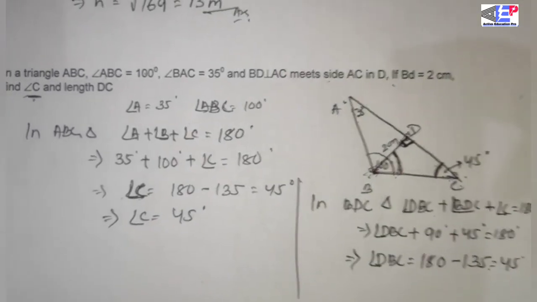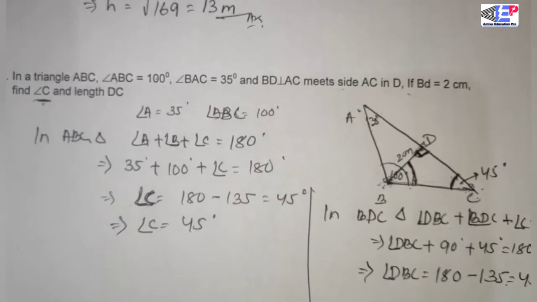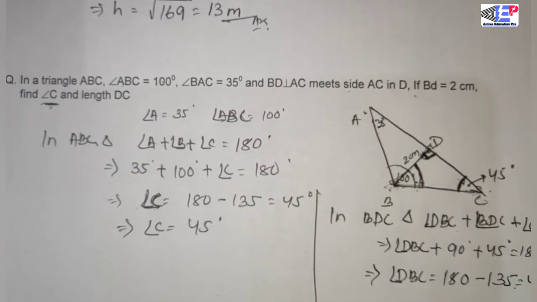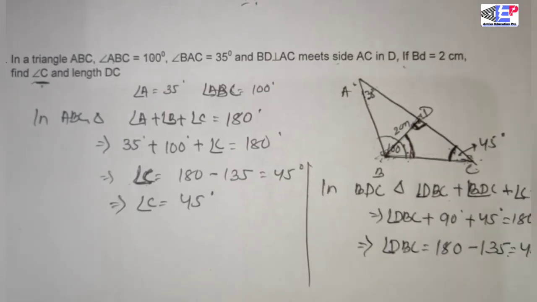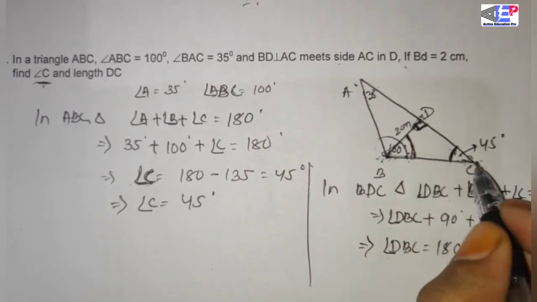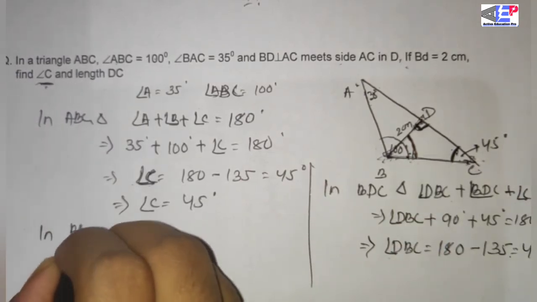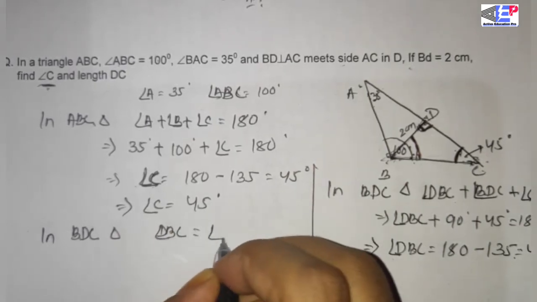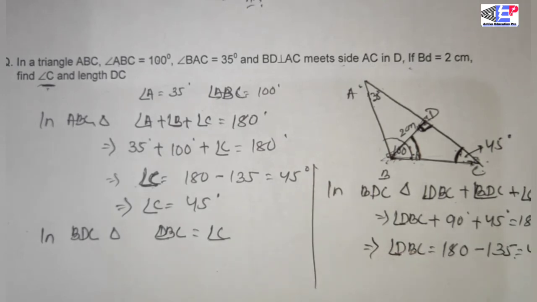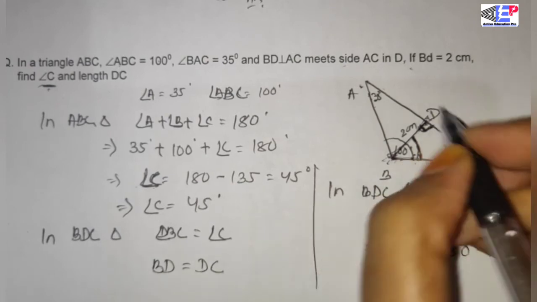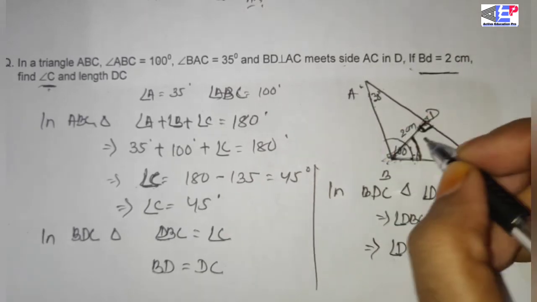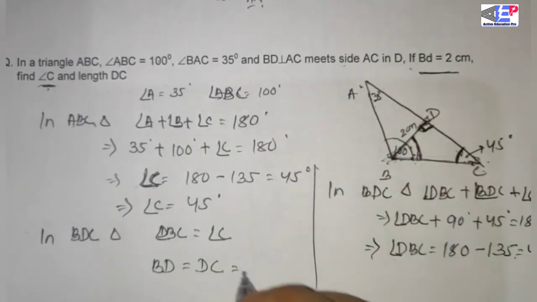So in this triangle, two angles are the same, one is B and another one is C. So BDC is an isosceles right angle triangle, where angle B, which is DBC, is equal to angle C. Isosceles triangle means BD is equal to DC, and given that BD is equal to 2 centimeter, so BD is equal to DC is equal to 2 centimeter.